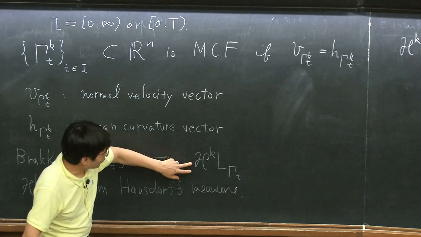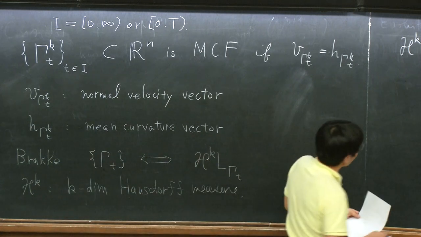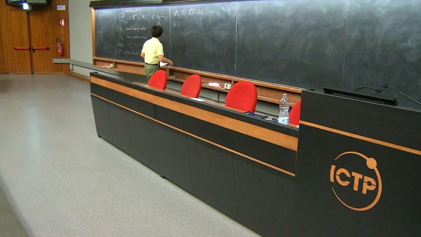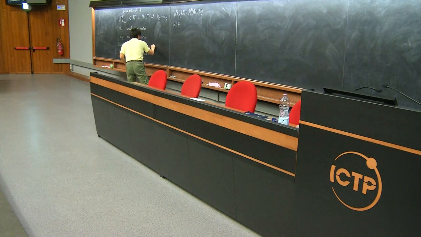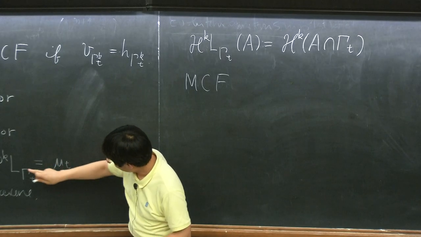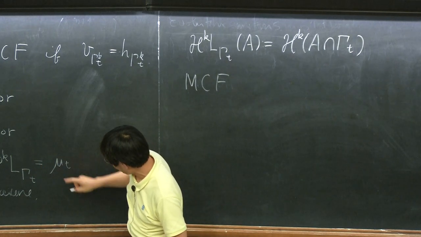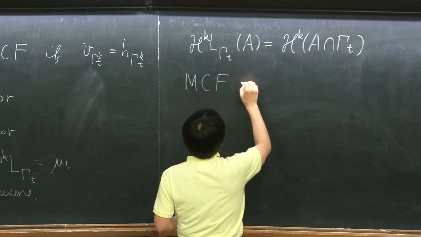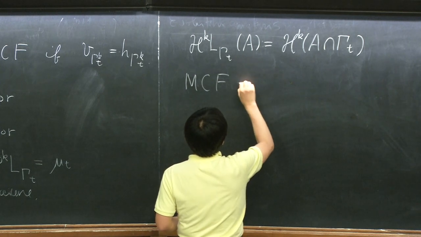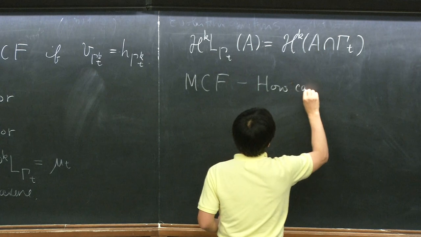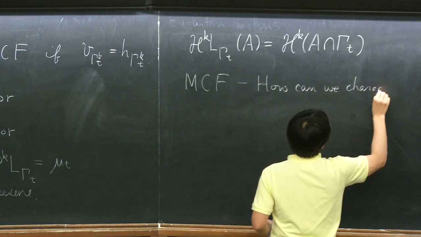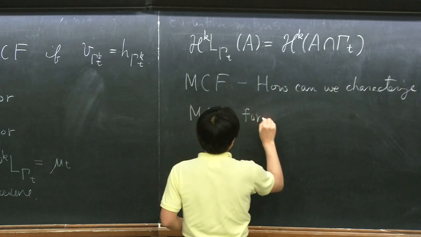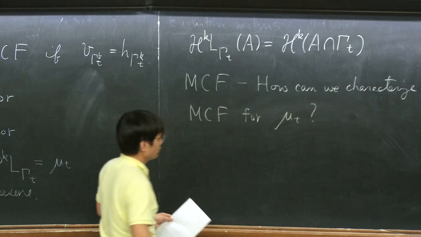Now, you try to characterize mean curvature flow by seeing how this measure behaves. I often write this measure as mu_t, as an indication of measure. So the question is, if it's mean curvature flow, how can we characterize mean curvature flow for measures? So that's something I'd like to do.